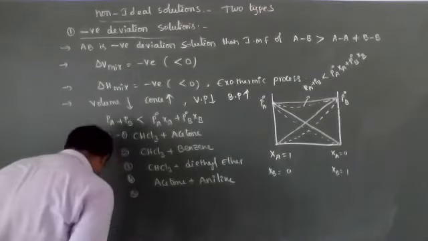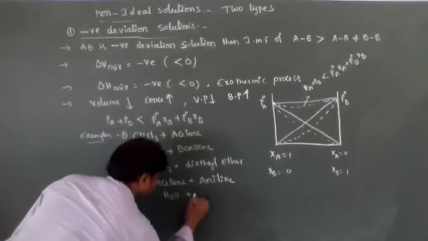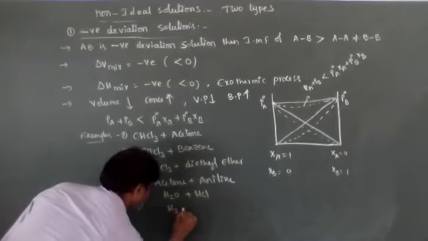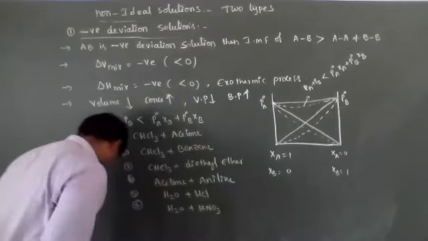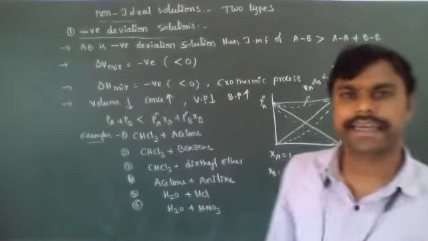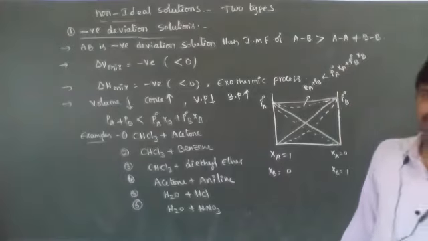Next, the fifth example: water and HCl, and water and HNO3. These are the examples for negative deviation solutions. Okay, students.